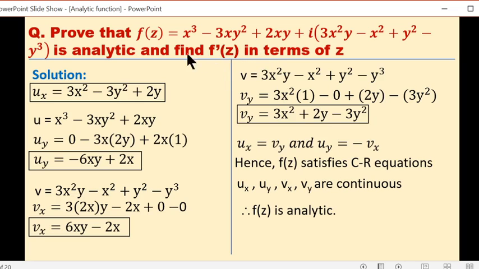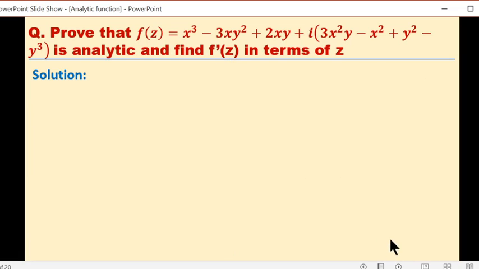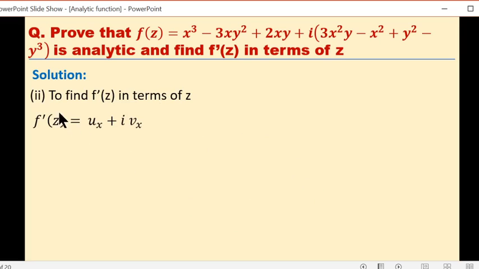But the function is given in terms of x and y. If you say sin z, it is a function in z, and its derivative with respect to z is easy. But when we are finding the derivative of a function given in terms of x and y with respect to z, how do we do that? Now let us see how to find f dash z in terms of z. There is a formula for f dash z: it is ux plus i vx.